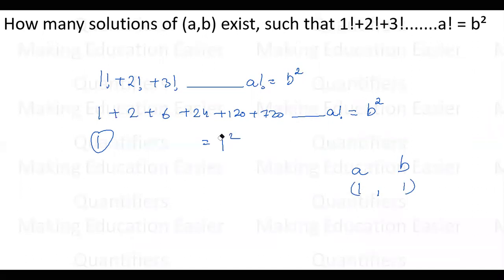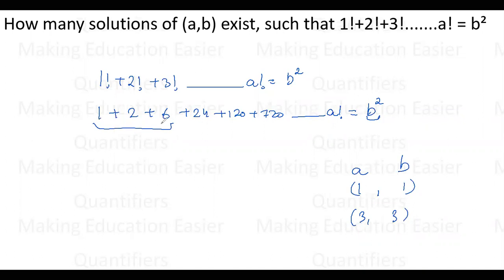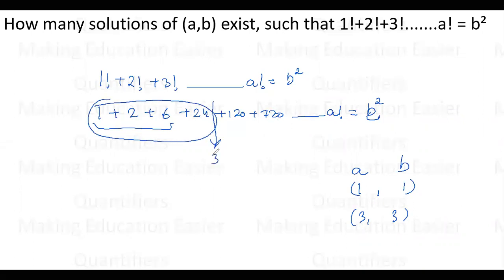Okay, for the second term, if I add 1 and 2, that is 3, it is not a square, and 3 and 6 is 9. So these three terms sum to 9, and this is 3 square. So one solution is 3 comma 3 again. Then 9 and 24, 33. So 33 is not possible. 33, 153, 873, and so on. Now an interesting thing that I can observe here: up to this point, the unit digit of the total is 3, right? 6 to 8, 9, 33.